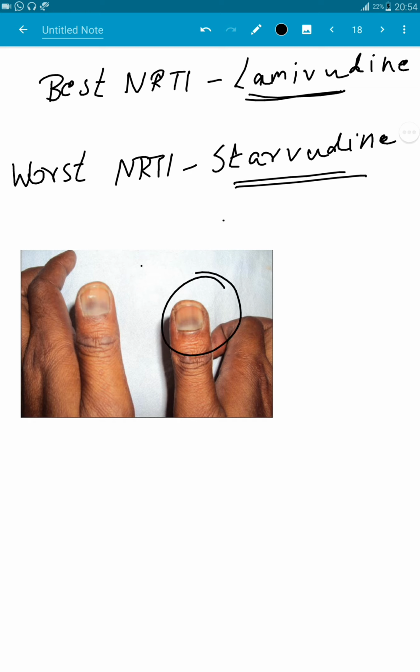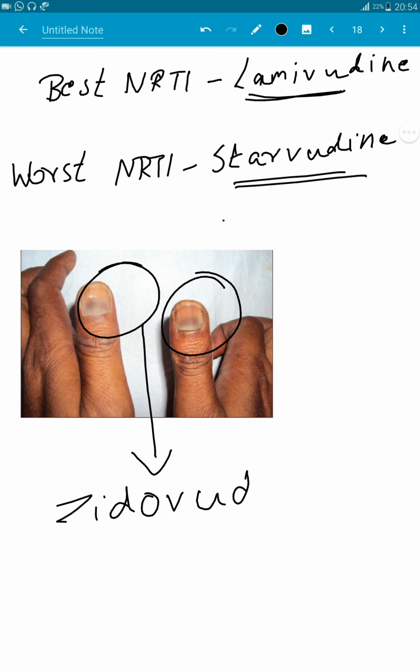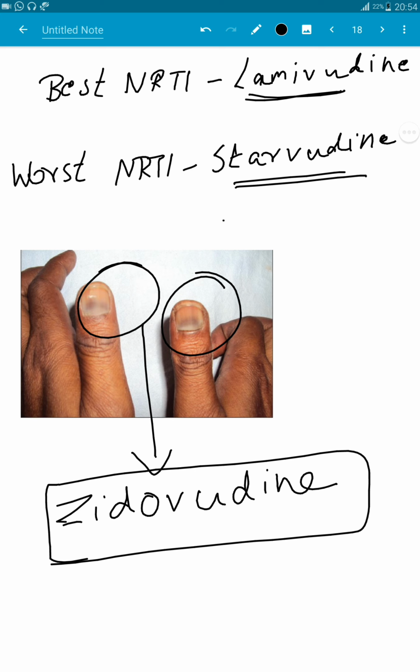This nail pigmentation is caused by zidovudine. I discussed the case in front. This is zidovudine. Questions will be asked like this only.